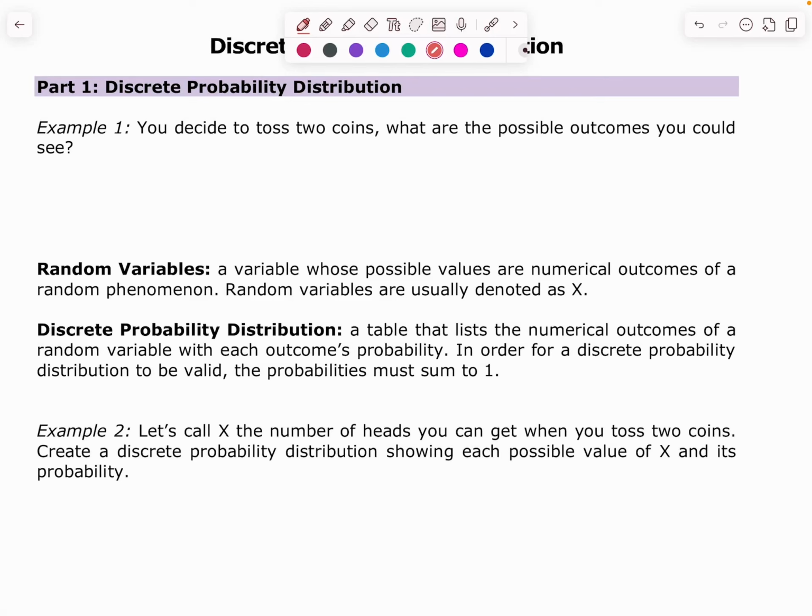Moving on to the topic of discrete probability distributions. Let's start with an example. You decide to toss 2 coins. What are the possible outcomes that you could see?